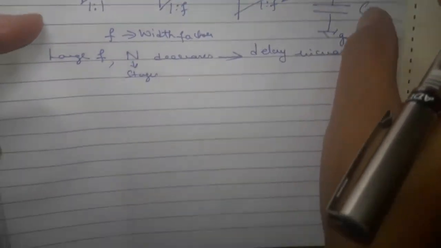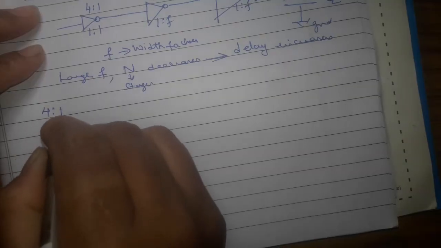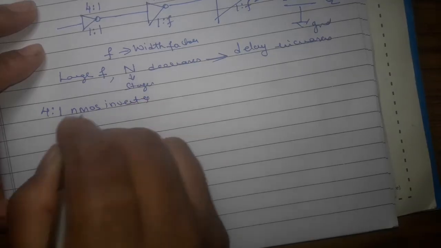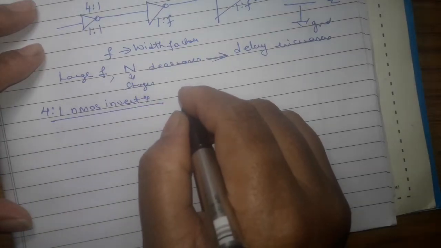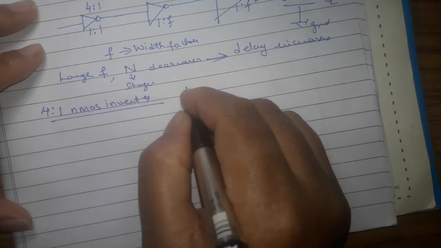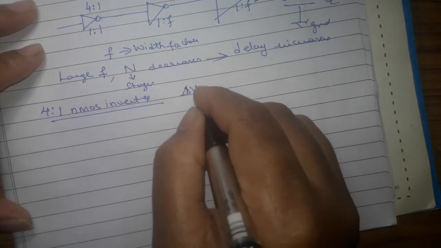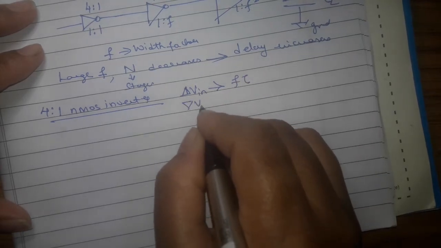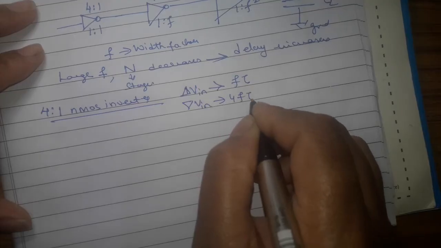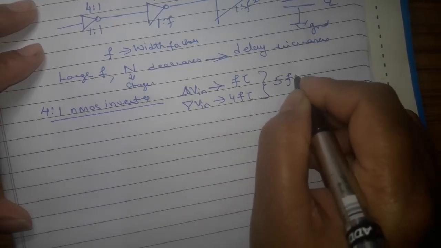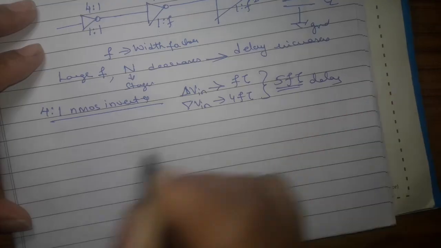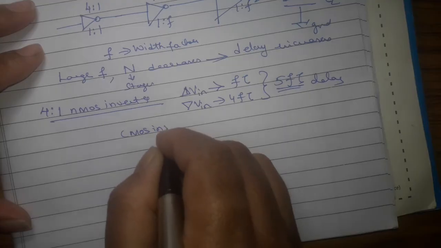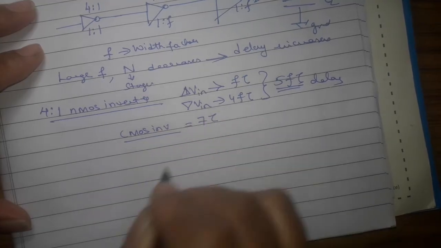So, for a 4:1 NMOS inverter, the standard delay for a 0 to 1 transition of V in is F into tau, and for a 1 to 0 transition it will be 4 F into tau. So, total will be 5 F tau, the delay of your NMOS inverter. Similarly, for a CMOS inverter, the standard assumed delay will be 7 tau.